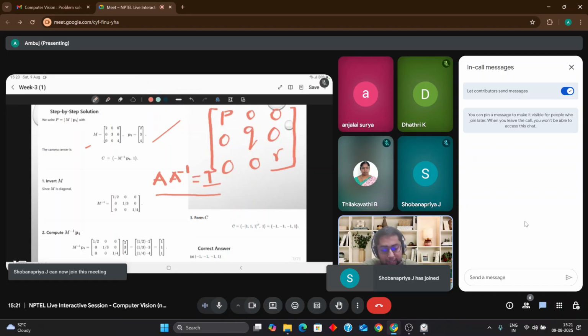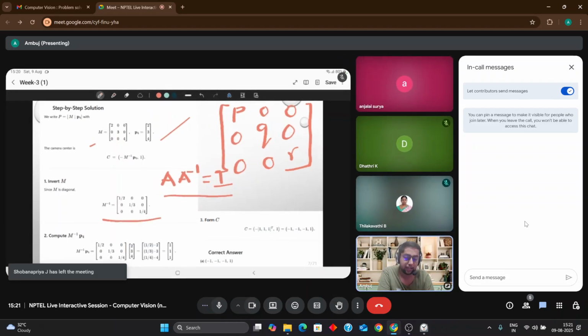In a similar fashion, I have calculated this M inverse matrix. M inverse will be nothing but 1 by 2, 1 by 3, 1 by 4 on the diagonal. How this comes, you can prove: multiply this M with this M inverse and you will get the identity matrix. From there I formulated and wrote down M inverse, which will be 1 by 2, 1 by 3, 1 by 4. Otherwise, you can use the formula which I told you in the previous session.